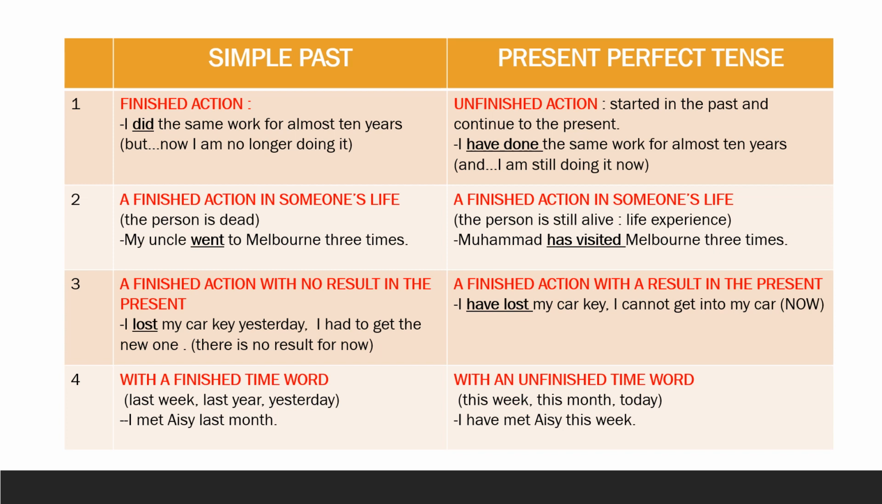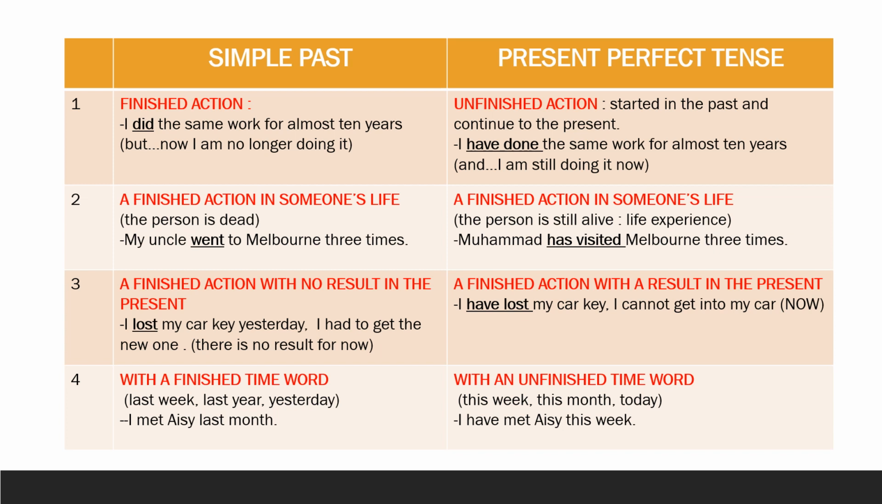Okay, for example here, the name is quite difficult to pronounce. Aish. Okay, Aish. Sorry. I met Aish last month. Okay, so that is with a finished time word and the time word here is last month. So I met Aish last month.